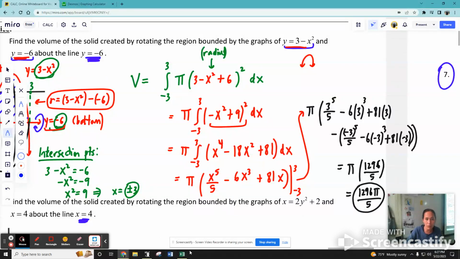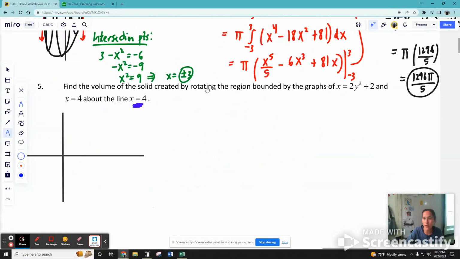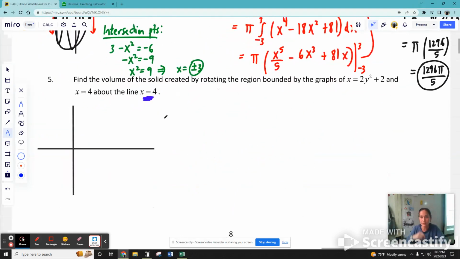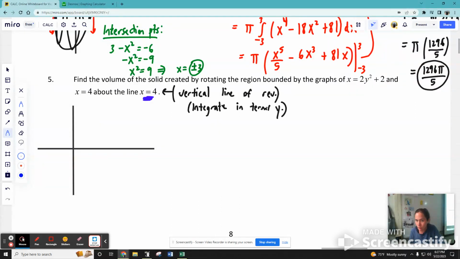Okay. I want to look at one more on this page where the line of revolution is not a coordinate axis, and this time it's a vertical line. So it's a vertical, we'll say for number 5, line of revolution. And all that tells me is, yikes, I have to do everything in this problem in terms of y's instead of x's. So I'll just integrate in terms of y. So our limits of integration will be y values, and also our expression for what we're going to integrate is going to be in terms of y.